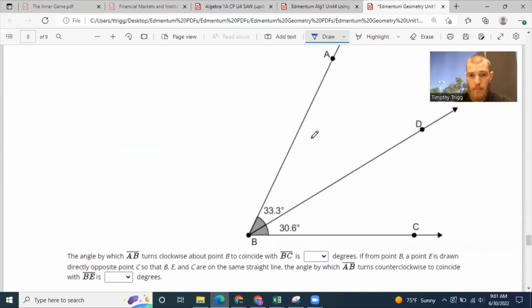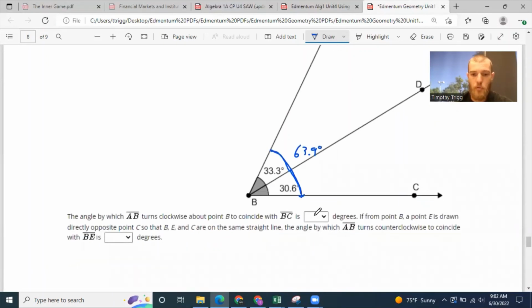All right, so this one's tricky. But basically, if we move this segment so that it lands onto this segment, how many degrees of movement would that be? So that would be the sum of these two angles. So what you'd do is add the 33.3 degrees plus the 30.6 degrees. So that would be 63.9 degrees. Okay, so that's what you would want to put here.